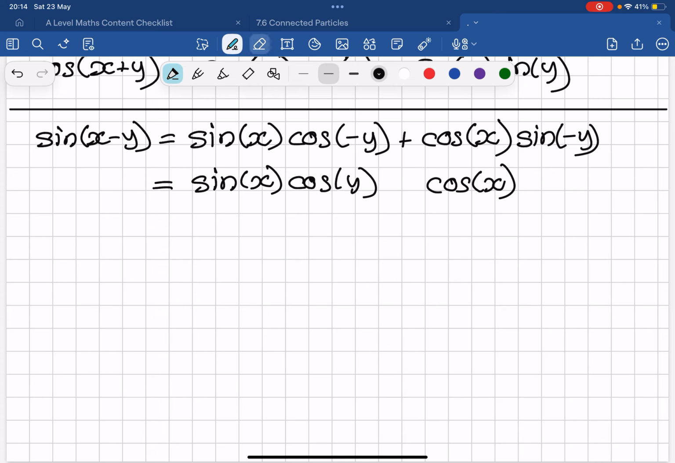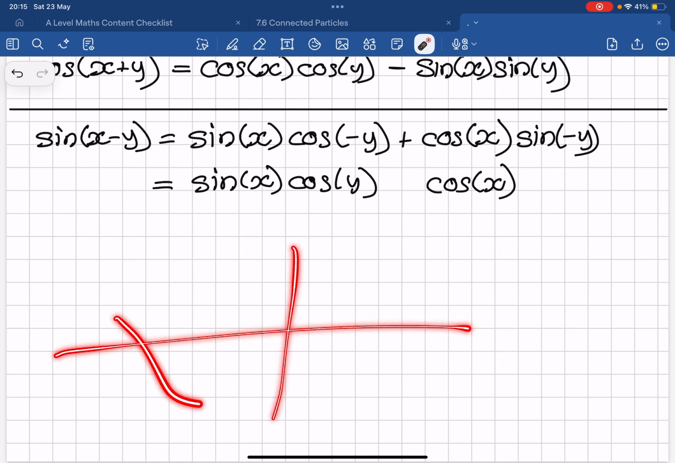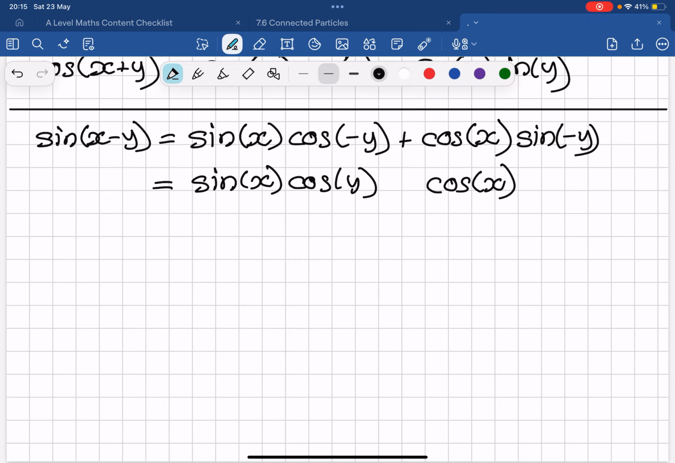I can just show you that again. This point here and this point here, it's a poorly drawn axis, but they're symmetrical. So if you take the minus of this, which is just the same as rotating it, we get this point here. So sine of minus y becomes minus sine y. So let's put that minus there and sine y there. And that's it. That's our subtraction formula for sine x minus y.